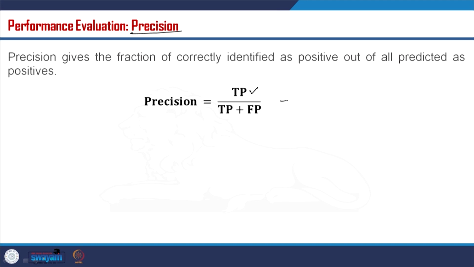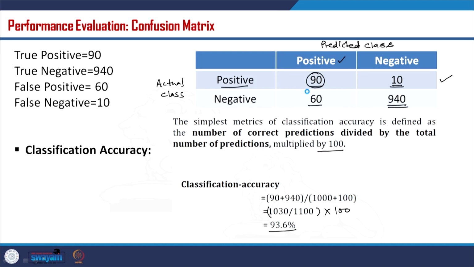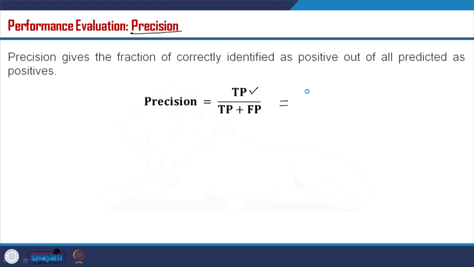So, in the earlier example, if we calculate this number, what was my true positive? It was 90, and then it will become 90 upon 90 plus 60, because 60 is false positive. So, this number will become 90 upon 150, which is just 3 upon 5, and this is 0.6. So, my precision is 0.6 in the example which we are taking.